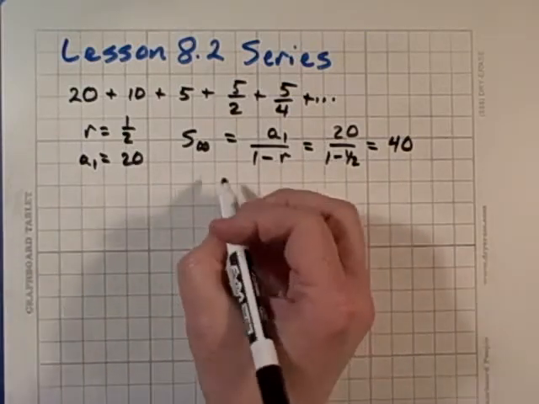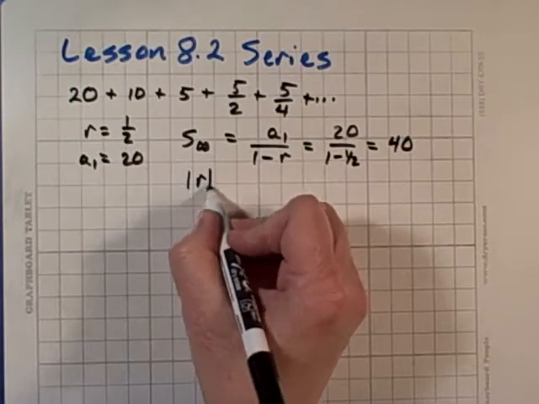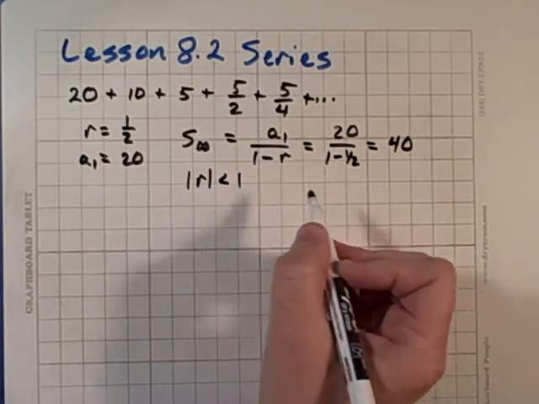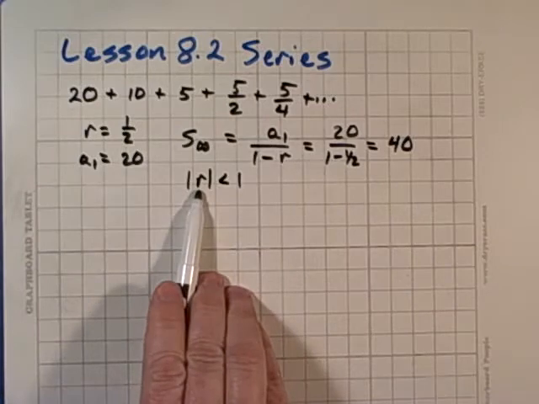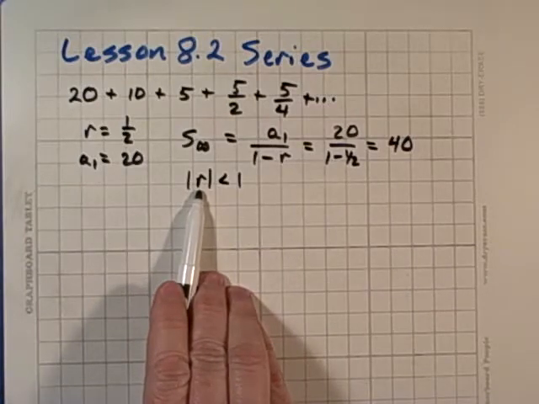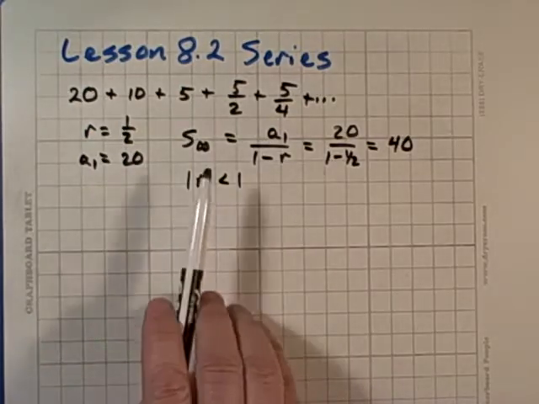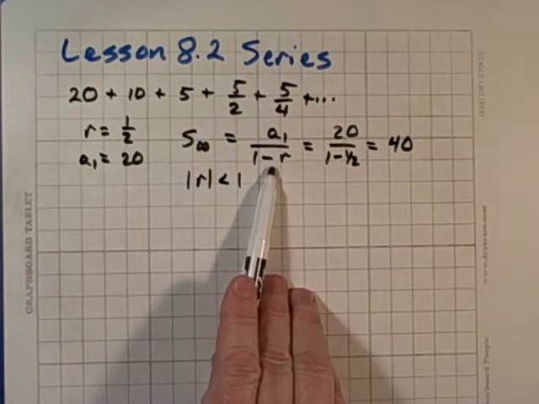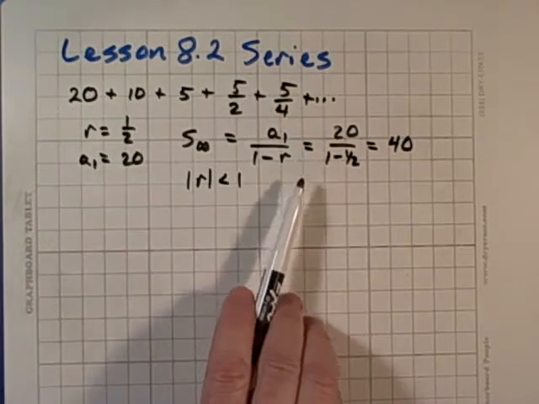This formula is true only when the absolute value of r is less than 1. So the ratio itself has to be smaller than 1. It could also be negative, but of course between -1 and 1. You're welcome to use that formula whenever you recognize the series as geometric.